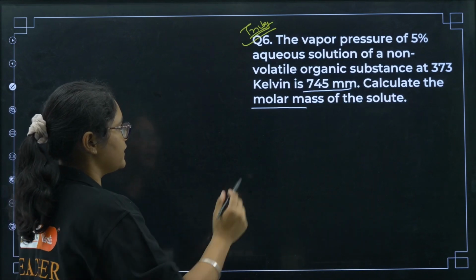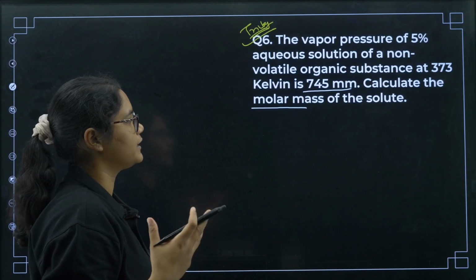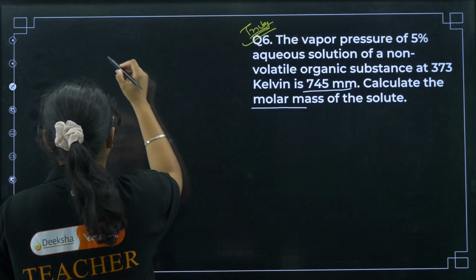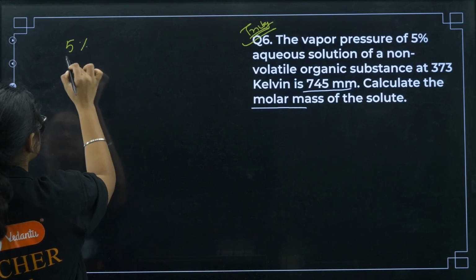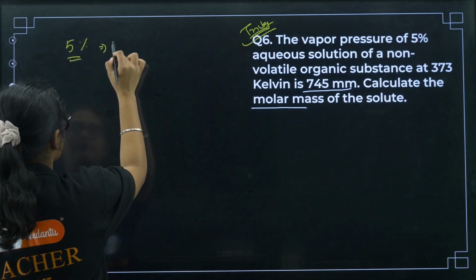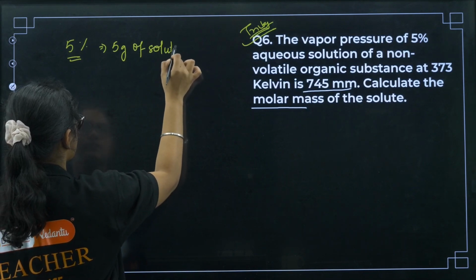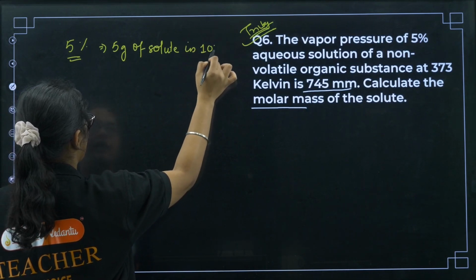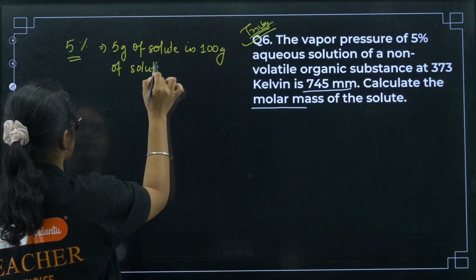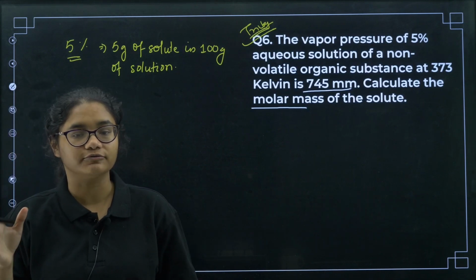Now the first thing here is very important, 5% aqueous solution of a non-volatile organic substance. Now when this is given, 5%, this is very important to understand. What does this mean? This 5% means that 5 gram of solute in 100 gram of solution. Okay, 5 gram of solute in 100 gram of the solution.